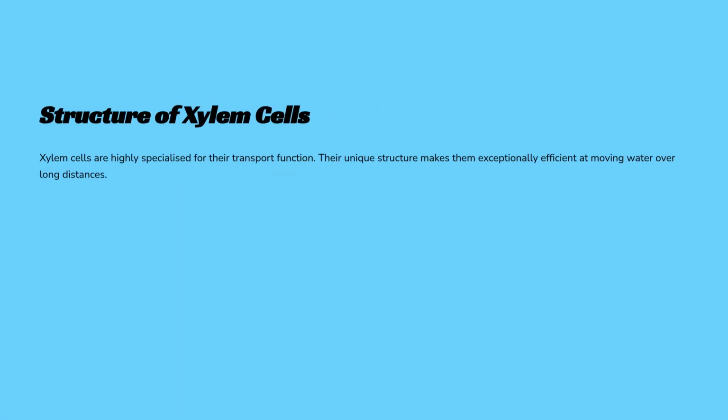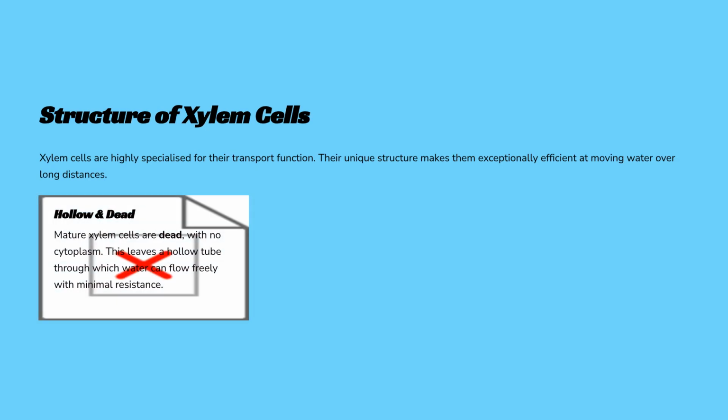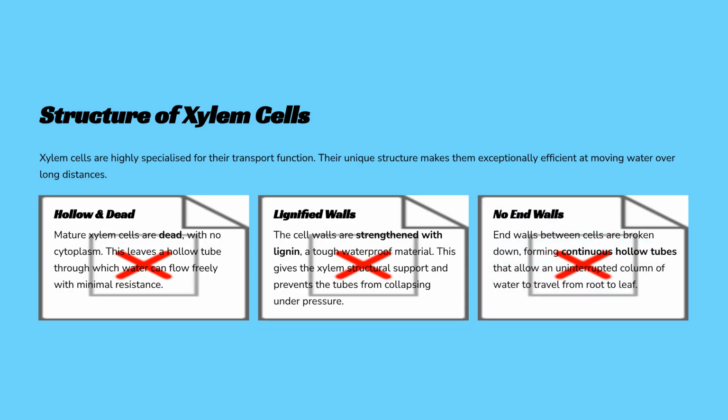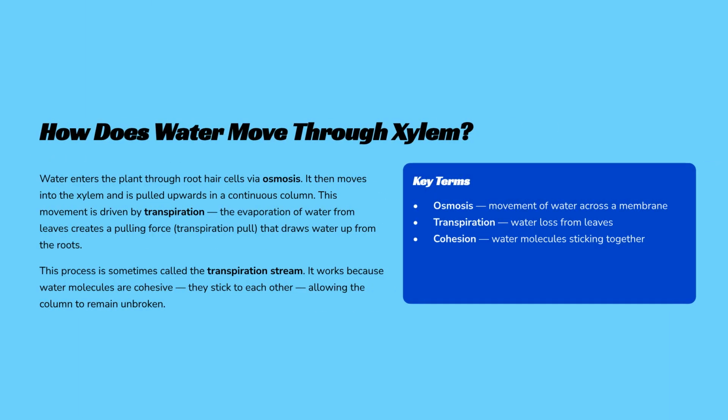Xylem cells are specialized. They are hollow, dead tubes for free water flow. They have lignified walls for support and lack end walls, forming a continuous column for water transport. Water enters root hair cells via osmosis, then is pulled up the xylem by transpiration. This process is called the transpiration stream. Cohesion between water molecules keeps the column unbroken.